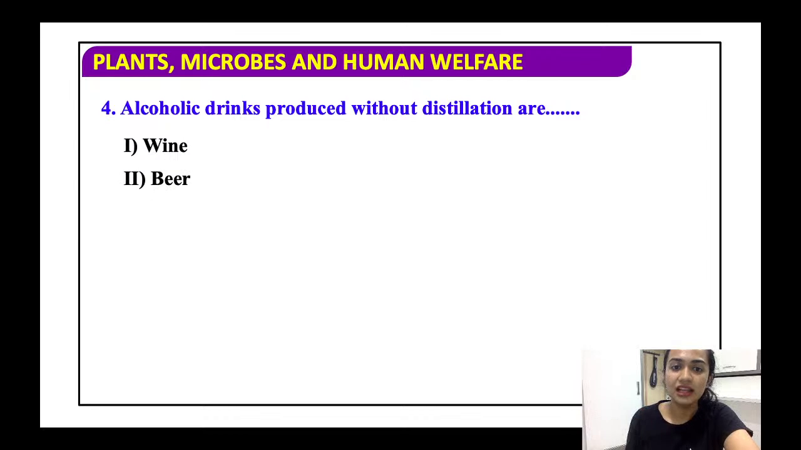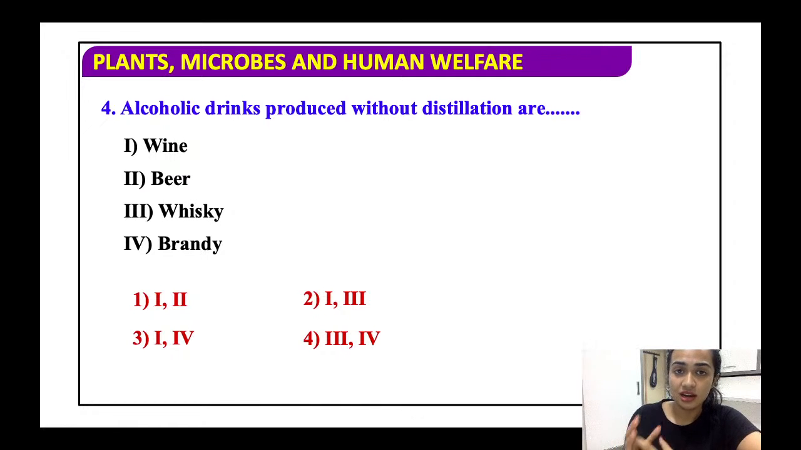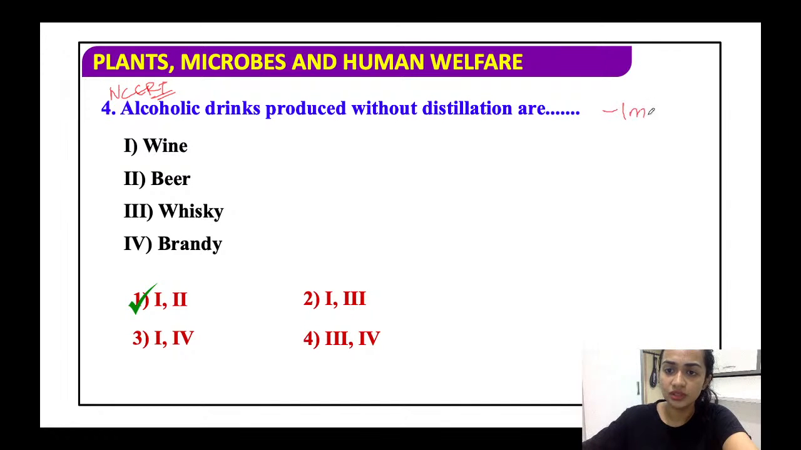Fine. Alcoholic drinks produced without distillation are... All right, so we have 2 sets. We have discussed it earlier also. If you have any doubts, you can go back to my playlist and check out those videos. There are some drinks that are produced by the process of distillation and some are served undistilled. Alright, so undistilled are basically your wine as well as your beer. Fine, this is very important. It is taken as it is from your NCERT. You can even expect it as a 1 mark question for your board.